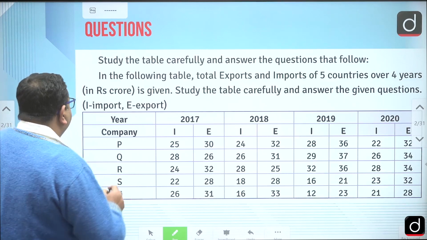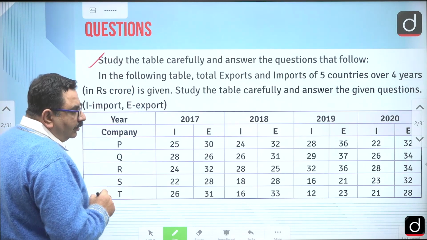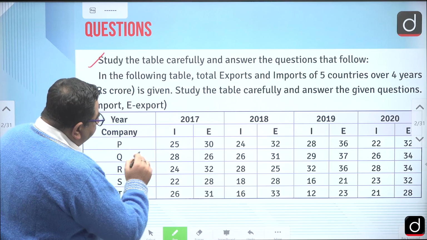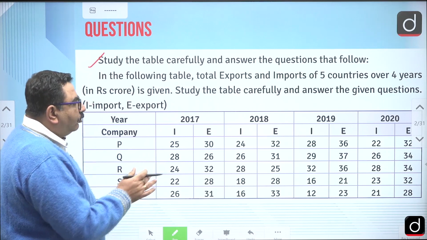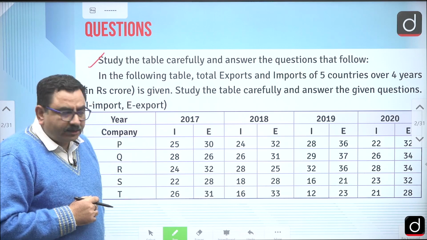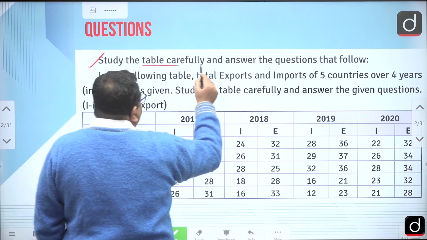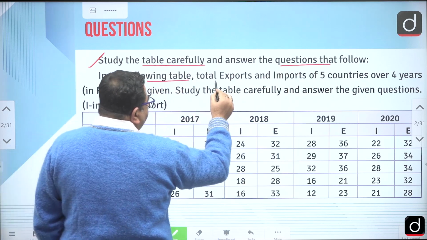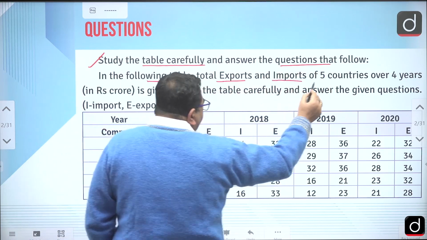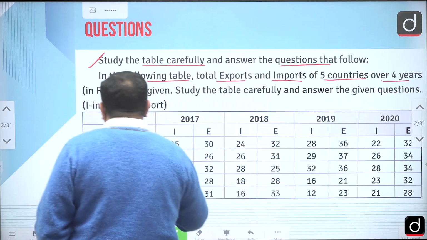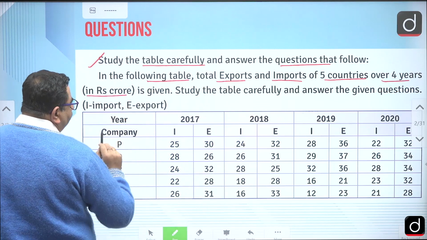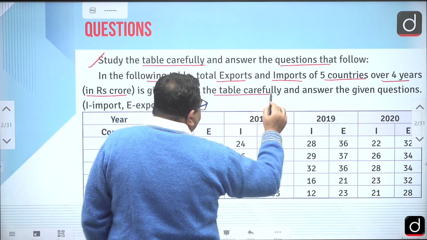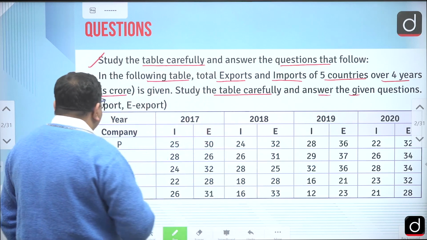This is the first question. In every question there is a table, and 5 questions are based on that table. So first of all, study the table carefully and answer the questions that follow. The table gives total exports and imports of 5 countries over 4 years in rupees crore. All the imports and exports are given in crores.